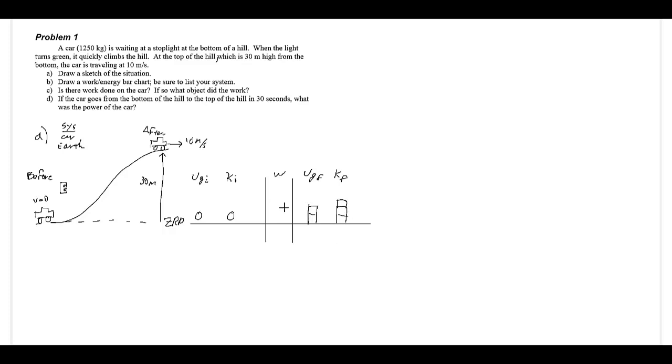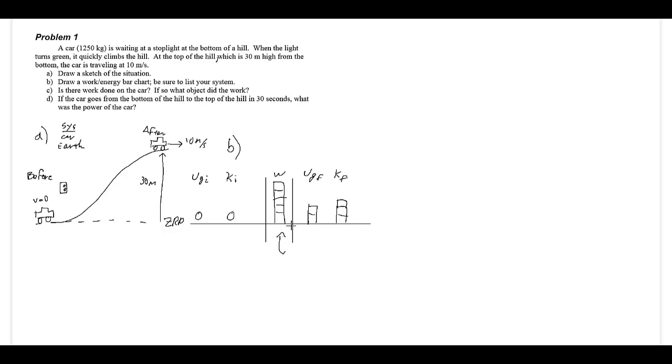So that means that for the car to have no energy and then gone to the top of the hill, some amount of work has to have been done on it. And the question is, what did this work? Part C, right? So this is part B. Part C is asking, is there work done on the car? If so, what object did the work?